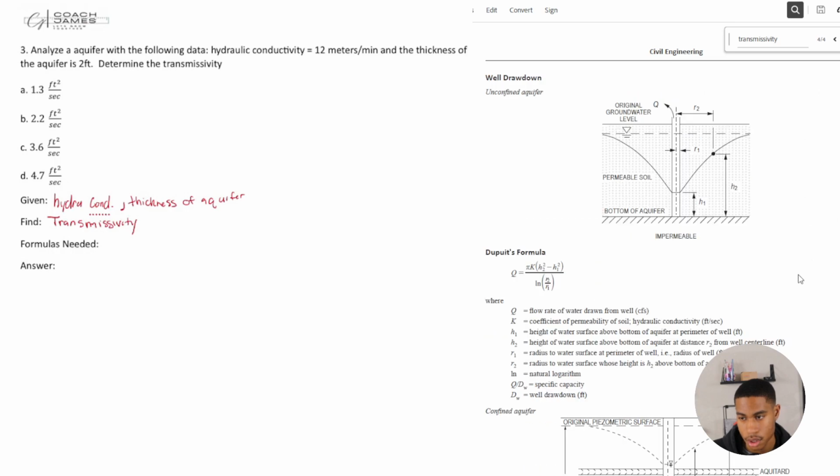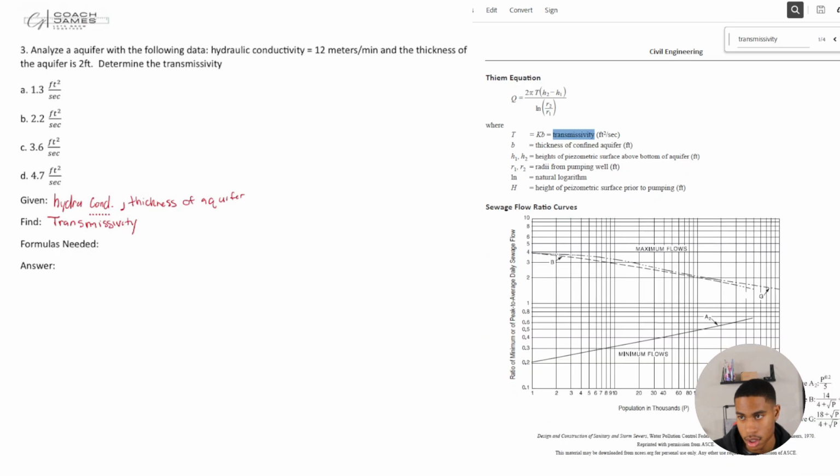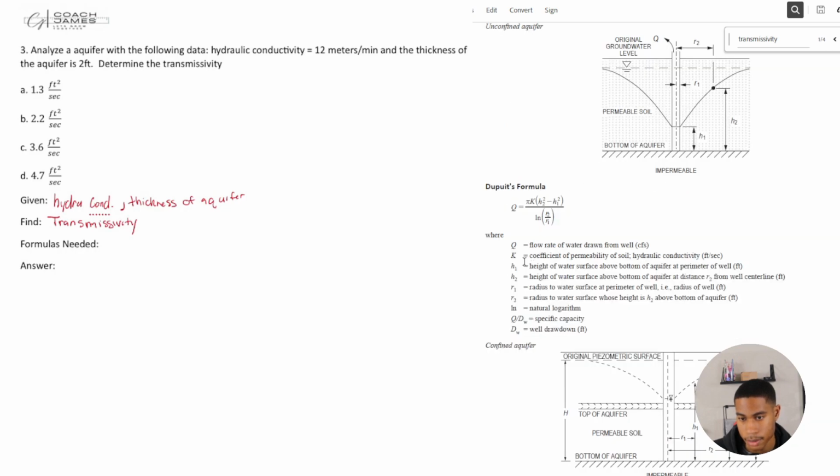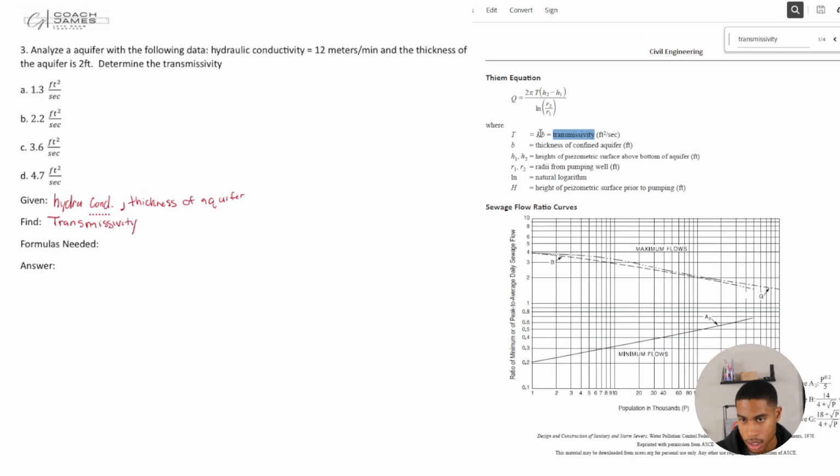Let's stay there. I think we were getting close. So K, is it denoted somewhere else up above? Okay. The coefficient of permeability or the hydraulic conductivity in feet per second. So what is our units? In meters per minute. So we might need to get that in feet per second. And then what is B? B is the thickness of the confined aquifer, okay? And that's in feet.